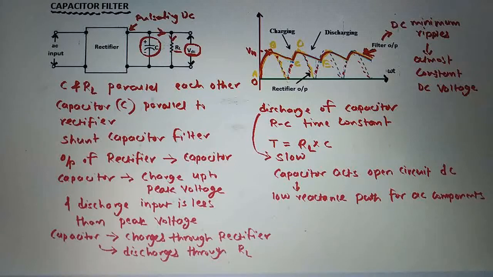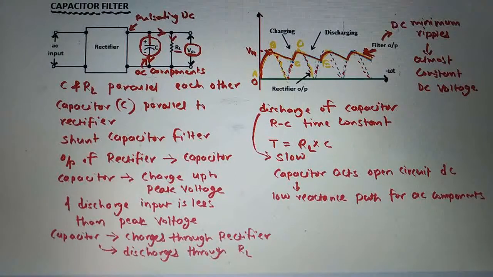And as the capacitor provides a low reactance path for AC components, these AC components bypass through the capacitor, and they will go to the ground. So see here, these AC components bypass through the capacitor to the ground, and the DC components pass through the load resistance RL, and across that load resistance RL we will get the DC output voltage.